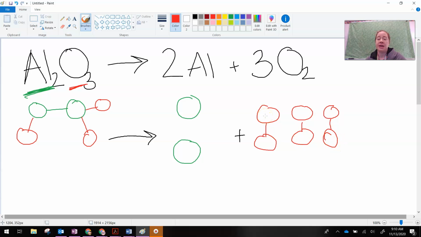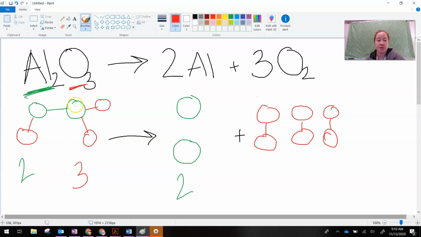Now, in order to determine if the law of conservation of mass is being obeyed, you count the number of each atom on both sides. So on the reactant side, if I do my aluminum first, we've got 2 atoms. So I've got 2 green atoms. And on my product side, I have 2 green aluminum atoms. On my reactant side for oxygen, I have 3 oxygen atoms.